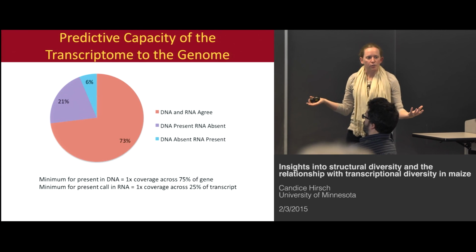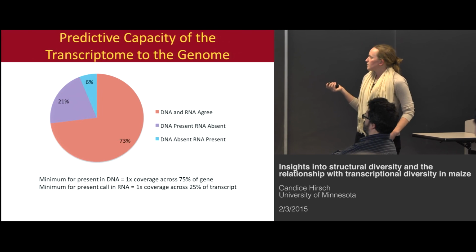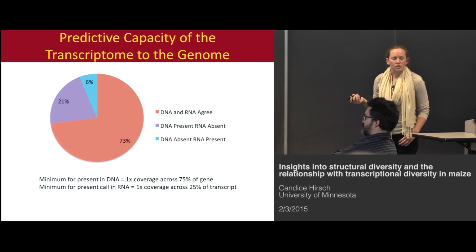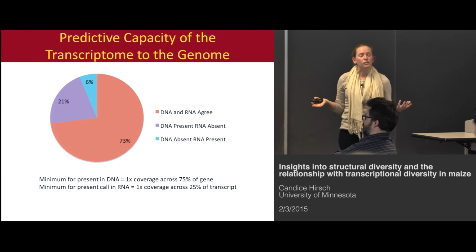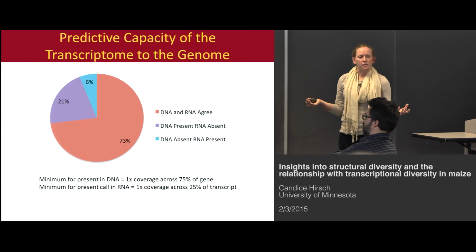It's just not transcribed for one reason or another. This is most likely due to our cutoffs. So we said for RNA, it only has to be 25% of the gene actually being covered. And we did this because there's so much alternative splicing that we didn't want to eliminate a transcript as being present just because it was alternatively spliced.